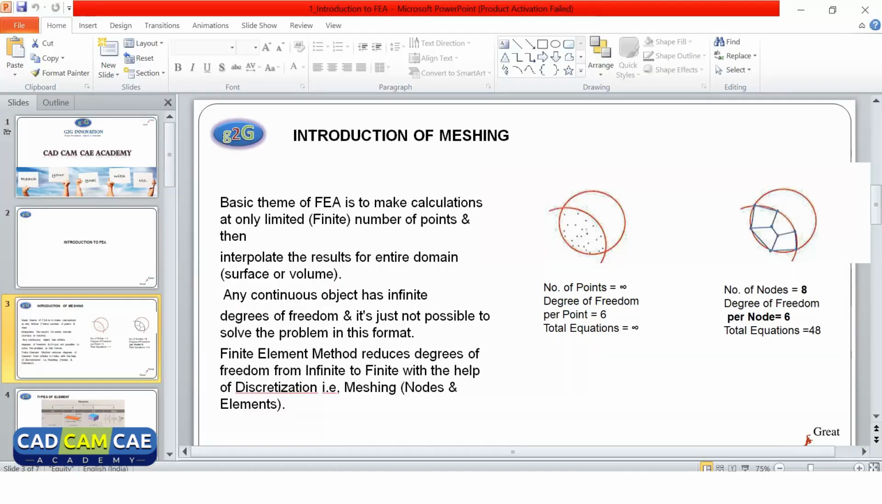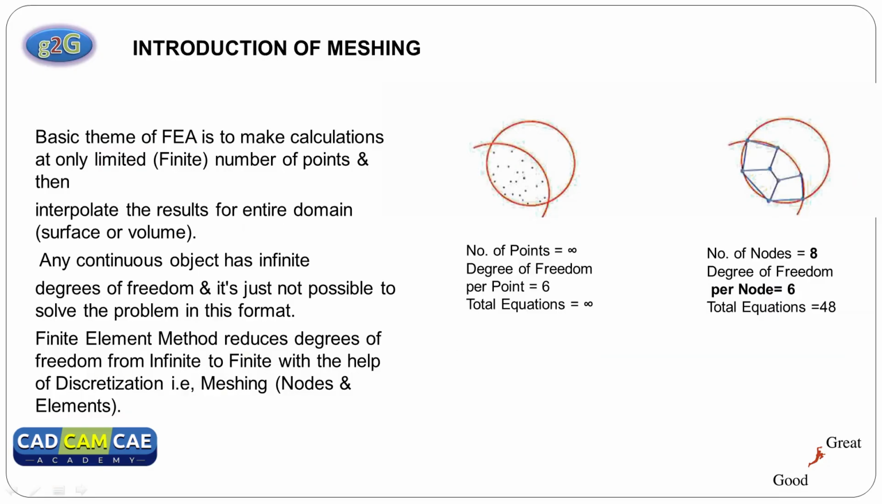So again, coming back to our PPT. This we have just seen. Dividing means discretizing and then calculating the equations. So this is nothing but meshing, our first part, pre-processing.